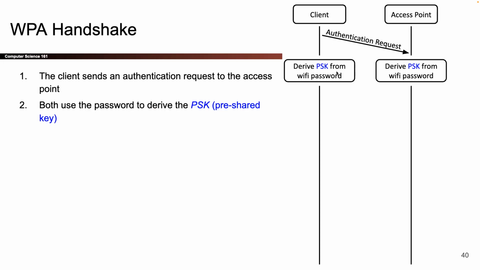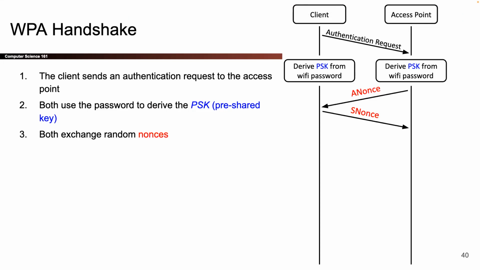So we know the client knows the password, or if this client wants to log in, they have to know the password. The access point is already on the network, so they should know the password too. So both of them are going to run some deterministic algorithm on the password to derive this thing. It's called the pre-shared key. I'm just going to start calling it blue and start color coding this stuff because there's about to be a lot of acronyms. Okay, so they use the Wi-Fi password, they throw it into some deterministic algorithm like a hash or something, and they get out this blue key, the pre-shared key.